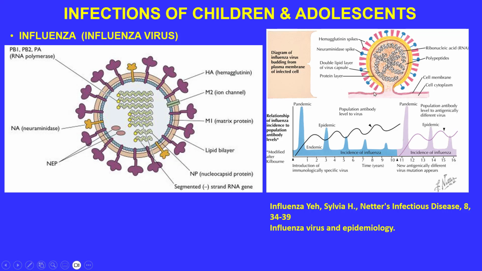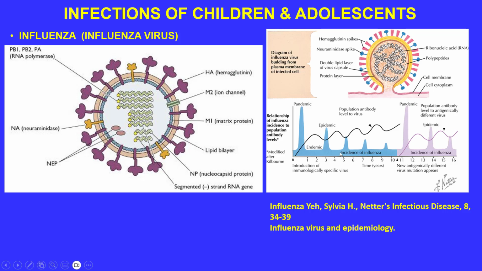Now, if you take a look here, what you've got is the bubbling off of this particular virus. They call it budding off from the plasma membrane of an infected cell. Keep in mind that 1, 2, 3, 4, 5, 6, 7, 8, none of these are interconnected, so they can be mixed and matched.